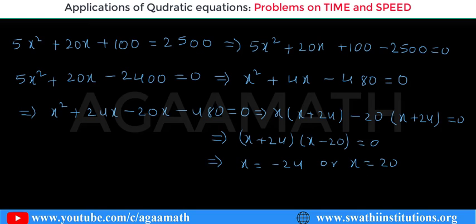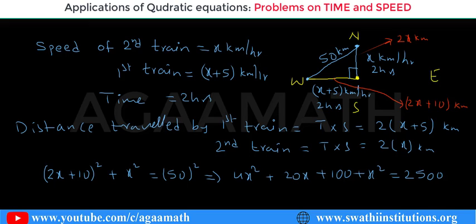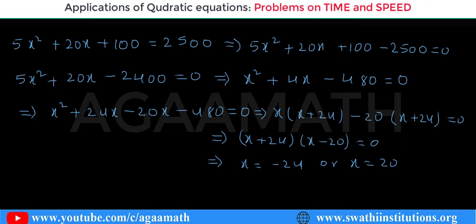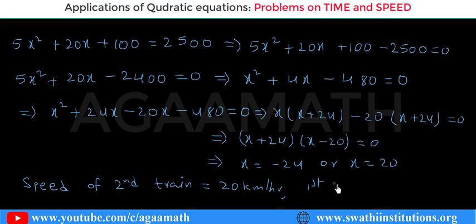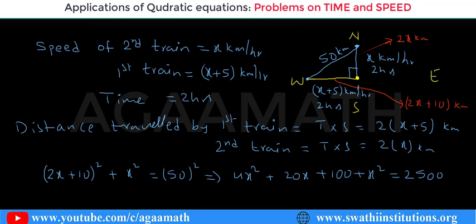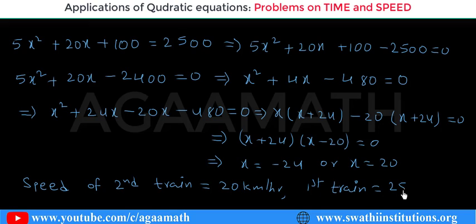We have taken the speed of the second train as x. So the speed of the second train equals 20 kilometers per hour, and the first train is x plus 5, which means 20 plus 5, that is 25 kilometers per hour.